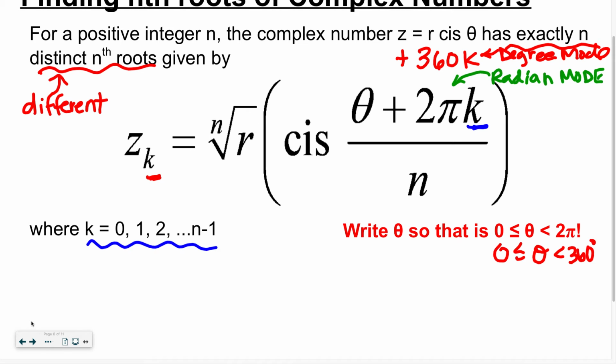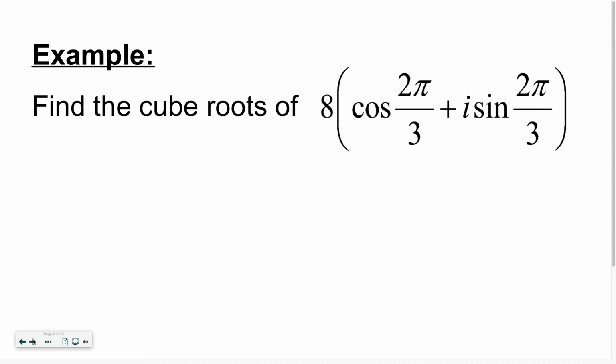Okay, let's do an example. We're going to find the cube roots for the complex number 8 cis 2 pi over 3, right? Cosine 2 pi over 3 plus i times sine 2 pi over 3. What form of the complex number are you provided here? You are given trig form.